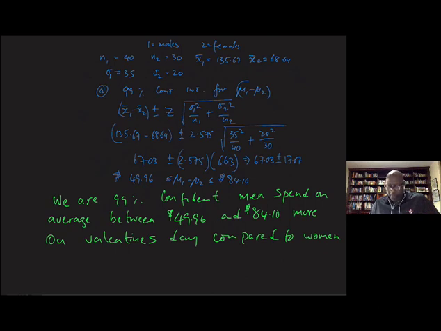And so therefore, if that range is completely positive, then mu1 is greater than mu2. If it's completely negative, mu1 is less than mu2. But if it goes between the two, then we're not sure.